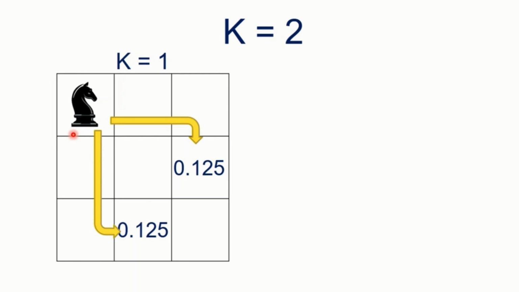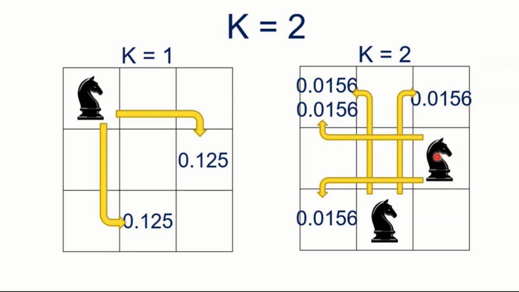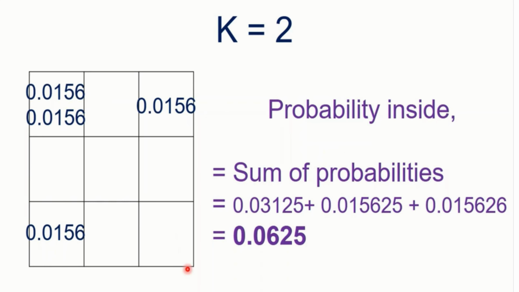From each of these positions, the knight has two options. So in total, the knight has 4 options. For each position, it has 0.0156 probability. To find the sum of probability, it is given by 0.03125 plus 0.015625 plus 0.015625, that is equal to 0.0625, which is nothing but the probability that a knight can remain on the board after 2 moves.